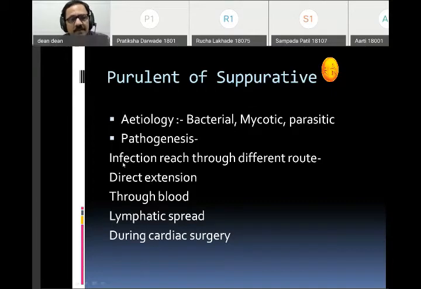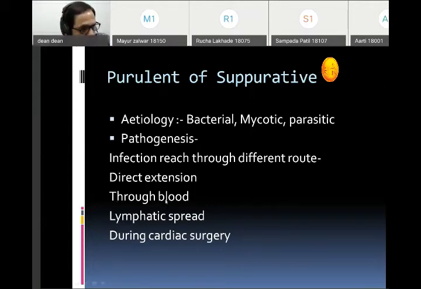Pathogenesis is that infection reaches through different routes. Also the infective bacteria may come from the surrounding area. That is called direct extension. So suppose the patient is having lobar pneumonia or empyema. Empyema is pus present in the pleural layers. From there, the infection goes directly into the pericardium. That causes purulent type of pericarditis. Or there will be some infection in the mediastinum as such. It will lead to direct extension causing purulent type of pericarditis.